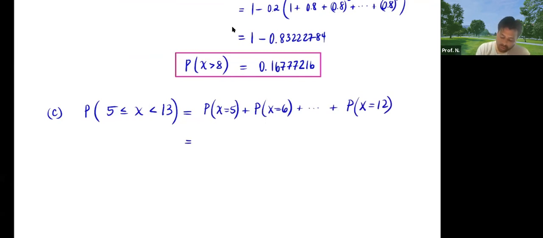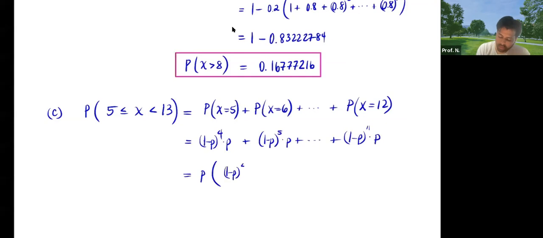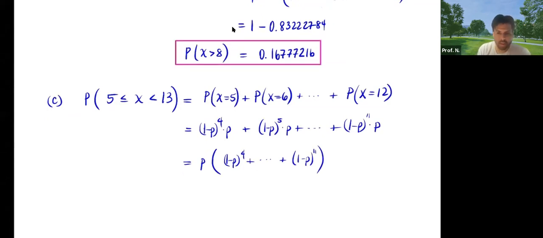So again, you can do the whole 1 minus p to the 4th times p plus 1 minus p to the 5th times p, all the way to 1 minus p to the 11th times p. And you would have noticed that all of them have p's in it. So you get 1 minus p to the 4th plus all the way to 1 minus p to the 11th. And you just plug in the p being 0.2 and 1 minus p being 0.8, and put that computation in your calculator, or we can utilize our calculator.